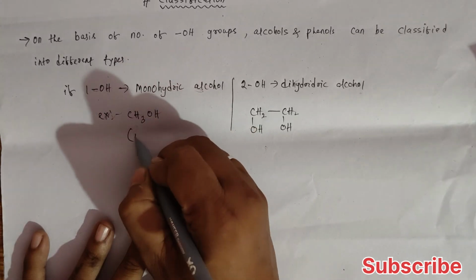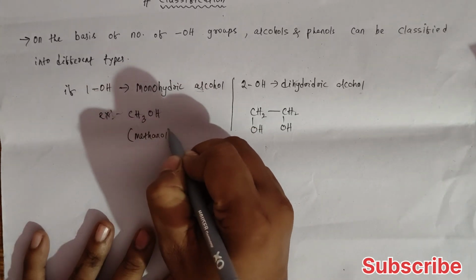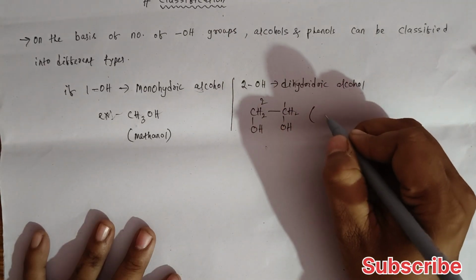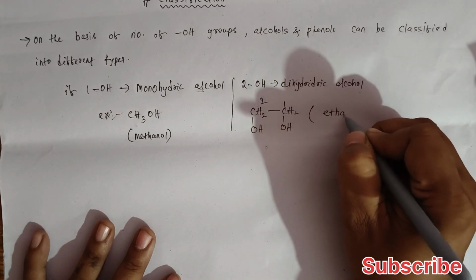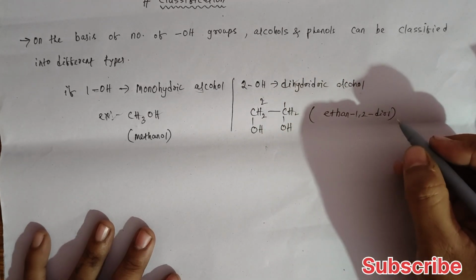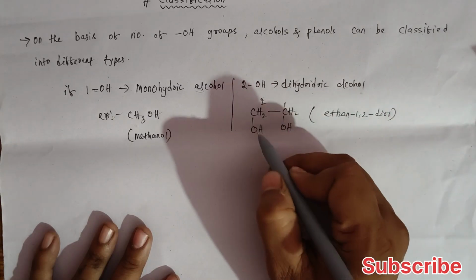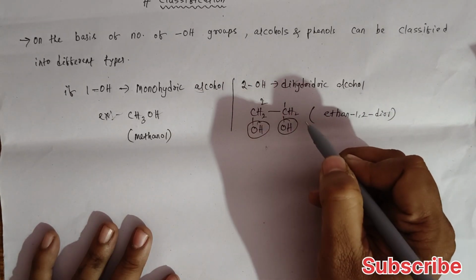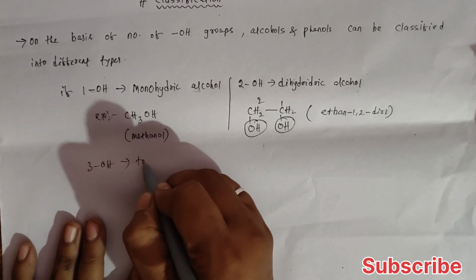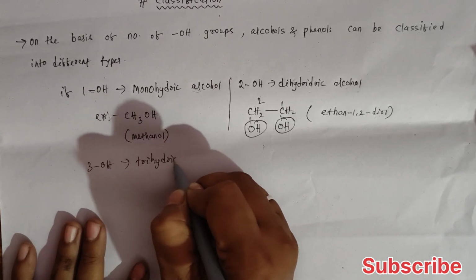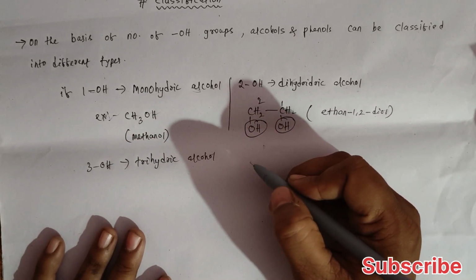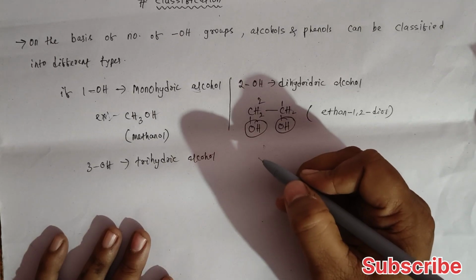Okay, so this is our methanol, and this is called what? 1,2, so 1,2 means ethane-1,2-diol. This is an example of a dihydric alcohol. Why? Because it contains how many OH groups? Two OH groups. If three OH groups are present, then it is called a trihydric alcohol. More than three, we can say, is an example of polyhydric alcohols. I hope it is clear to all of you.